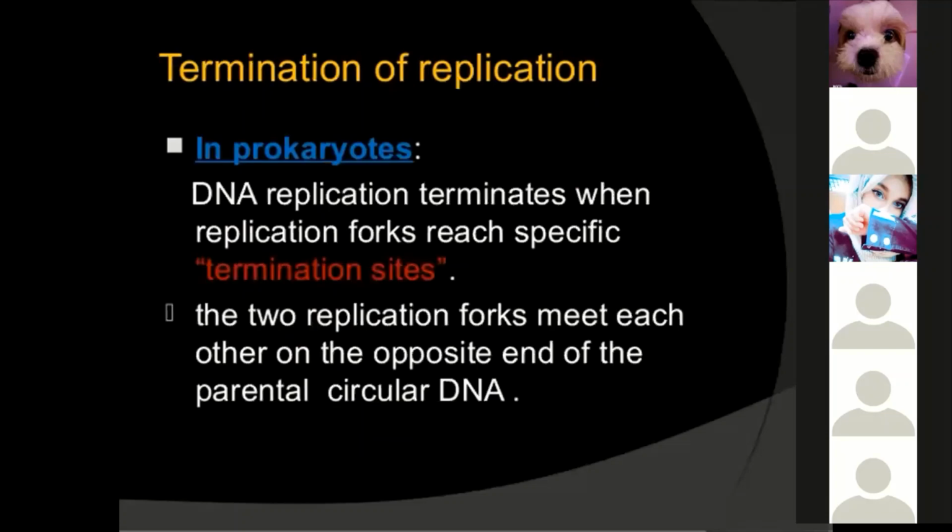Then, how does termination of replication take place? In case of prokaryotes, DNA replication terminates when the replication fork reaches specific termination sites. Because it is very simple in prokaryotes, only one replication bubble is formed. So whenever it reaches a specific termination site, it stops. The two replication forks meet each other on the opposite end of the parental circular DNA.